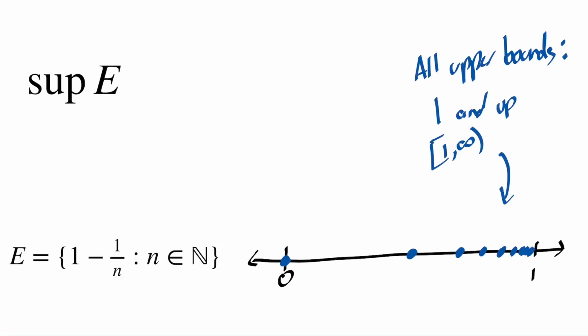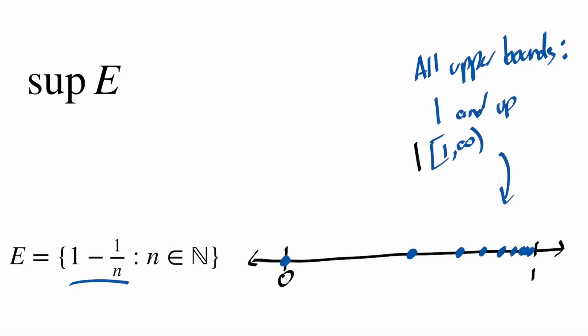Notice 1 is an upper bound because every one of these values is always smaller than 1. But you can also tell, if you think about it a little bit, that if you pick any number less than 1, that's not going to be good enough. So you pick like 0.999, well, eventually these values get bigger than 0.999, so 0.999 is not an upper bound. Okay, so once we have all upper bounds, we're ready to start figuring out what the sup is.